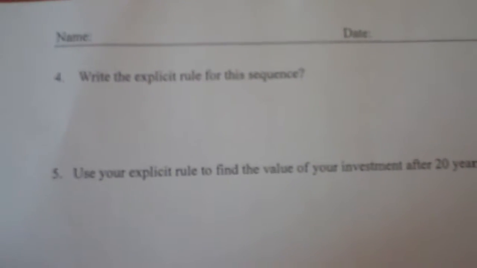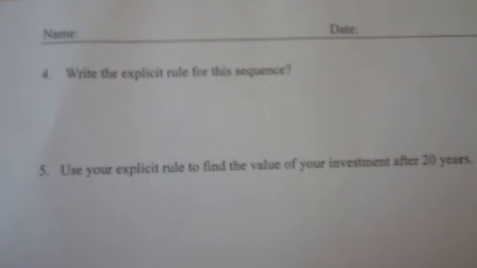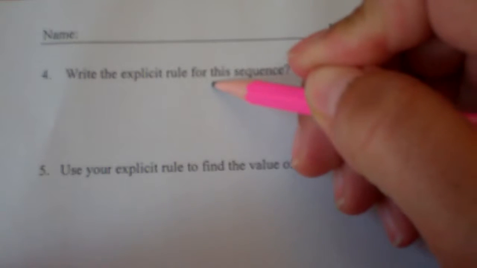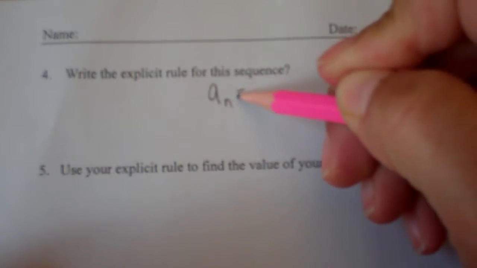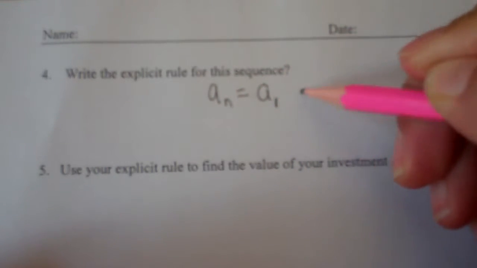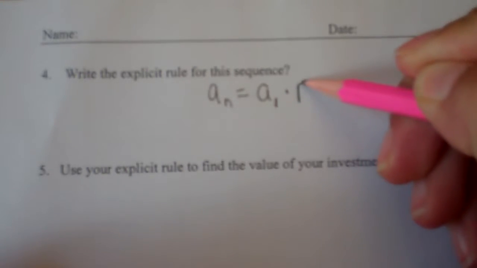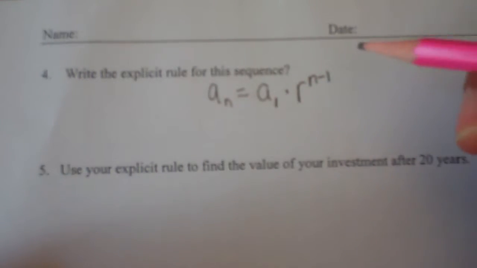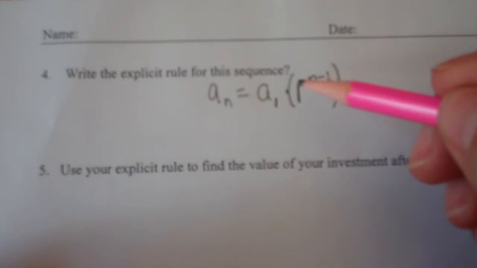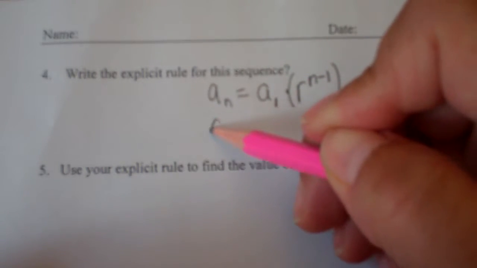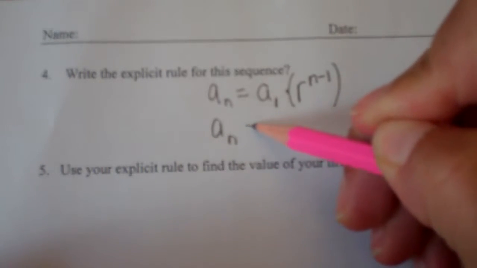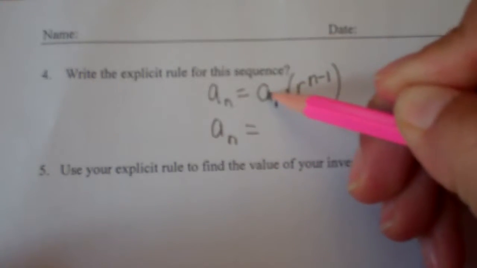Turning the sheet over, scrolling back to the top of the sheet, we need to write the explicit rule for this sequence. Now remember, the explicit rule is a sub n equals a sub 1 times r to the n minus 1. Remember, we need to do this part first. Let's substitute in our numbers. A sub n, we don't have an nth term yet, equals a sub 1.